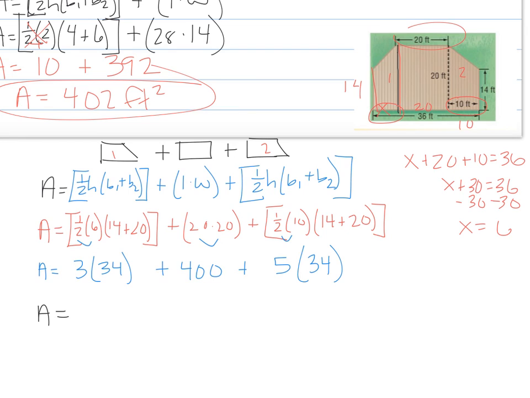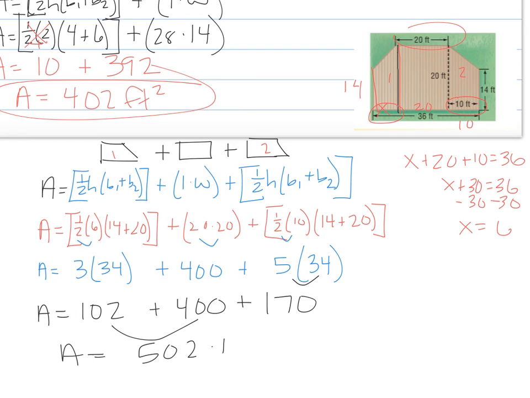So then I do 3 times 34, I get 102, plus that 400, plus 170. Again, I keep working down, so I find my area is, add those, 502 plus 170, and last but not least, 672 square feet of deck material. So it's kind of a lot, showing your work going down, but it will save you in the long run. Do your best. Good luck.